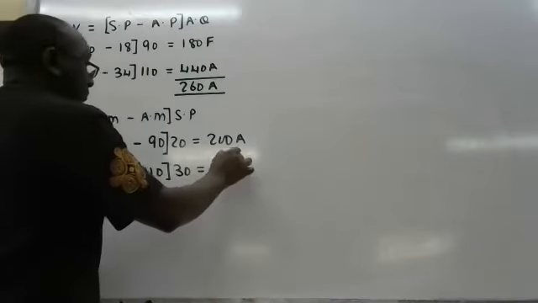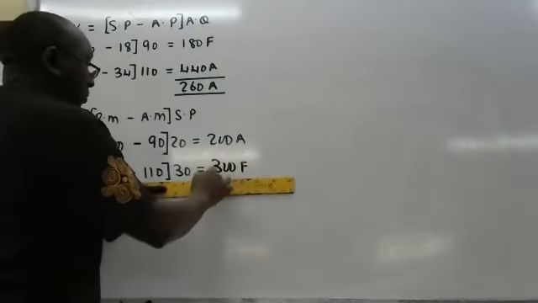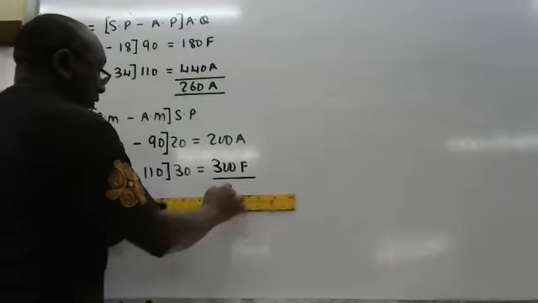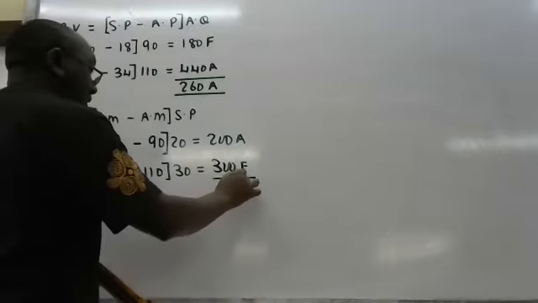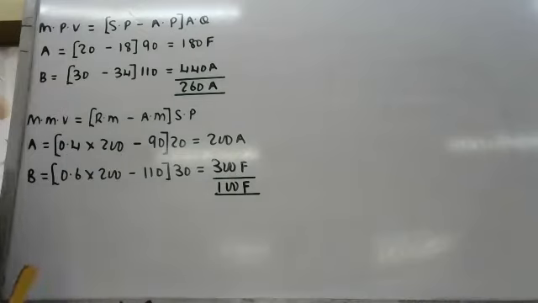300 favorable. So if you combine this, then you'll be able to get 100 favorable.